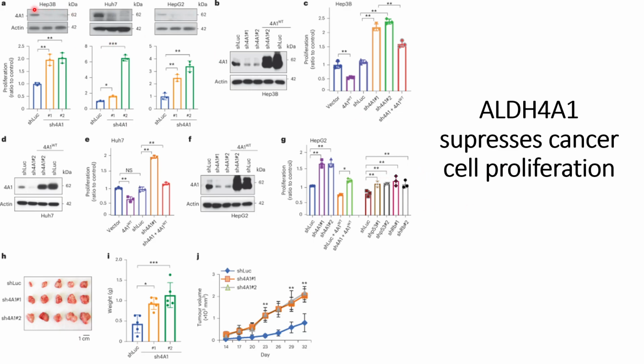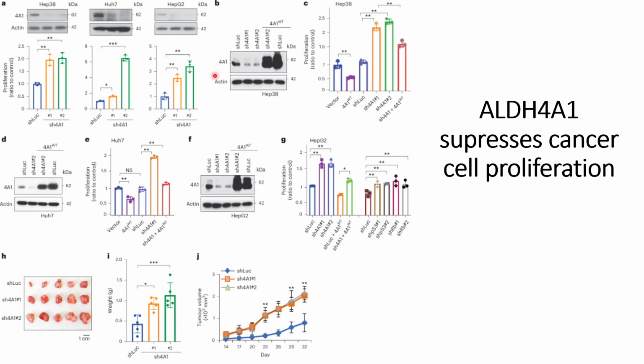They used three different cancer cell lines: HEP3B, HUH7 and HEPG2. First, they knocked down ALDH4A1 and checked it using Western blot. We can see that the signal goes down compared to the control. They used different short interfering RNAs, and the proliferation ratio relative to the control increased in the knockdown conditions compared to the control in all three cases.